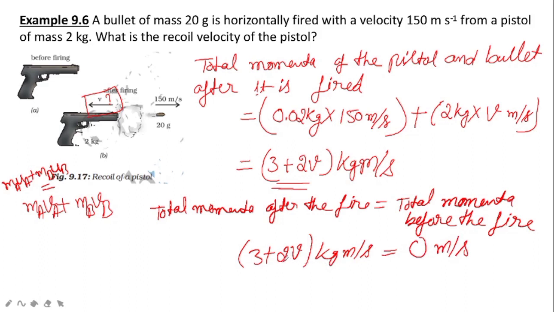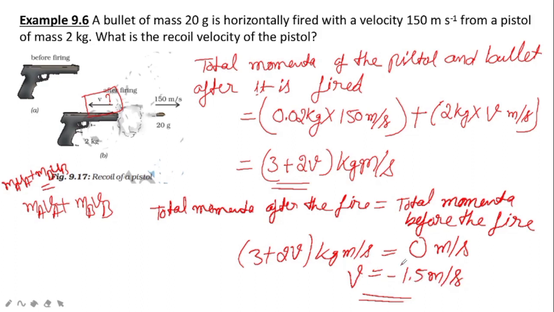So we will get, see here, this is 3 plus 2V, right? And then on simplification we will get V equal to minus 1.5 meter per second, because this plus 3, when it comes to here it becomes minus 3, and then this 2 comes to the denominator, then 3 divided by 2 gives us V equal to minus 1.5 meter per second.